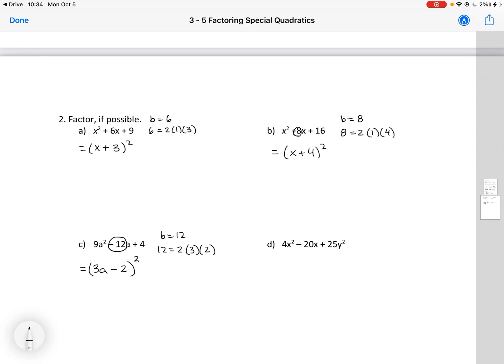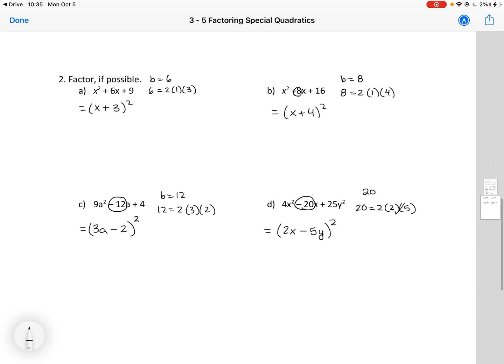Let's take a look at another example here. I'm going to take a look at my middle term, which is 20, and I'm going to check and see if it's equal to 2 times the square root of my first term times the square root of my last term. It is, so I have a perfect square trinomial. I'm going to start off by taking the square root of my first term, keeping the sign that's in front of the b, and then taking the square root of my last term, and then adding the squared.